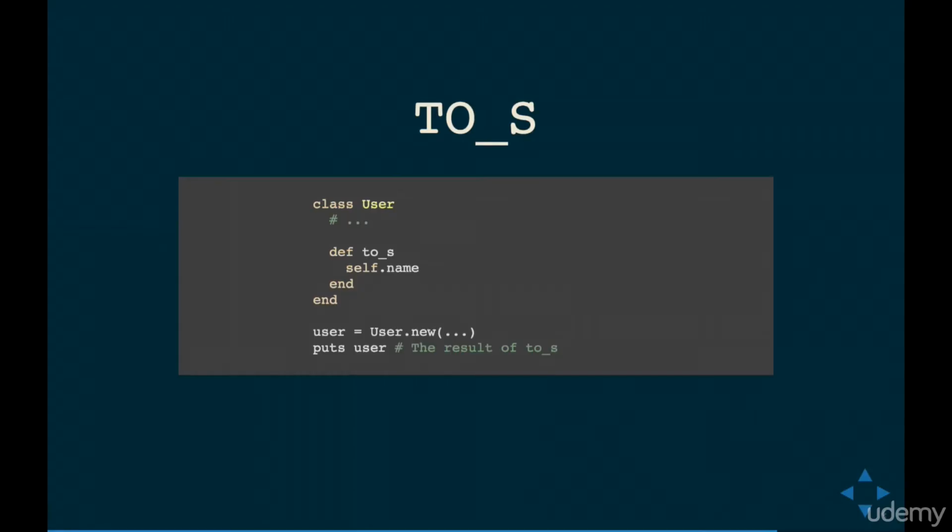To define a to_s method in our class, we create a new method, def to_s. This is the method that Ruby will use when we try to print our object back out to the screen. So let's try and create one.